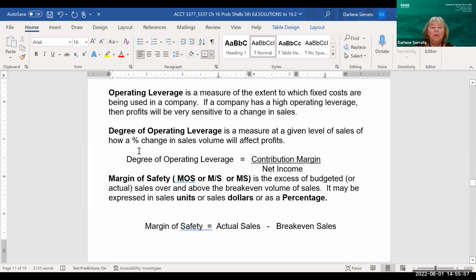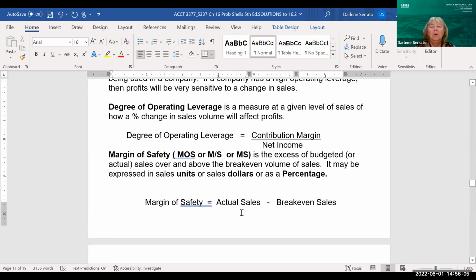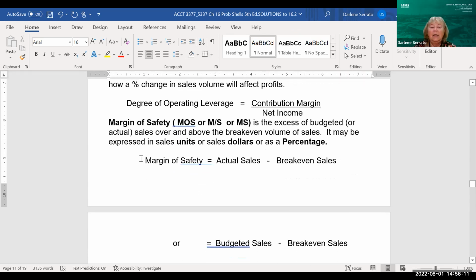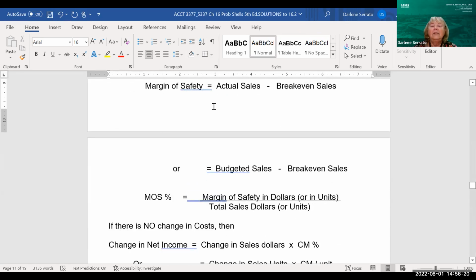Then here is the formula for degree of operating leverage. Again, many problems are going to make you calculate the contribution margin and net income. Margin of safety is either actual or budgeted sales, depending on how the data is given to you, minus the break-even sales. This could be in dollars or in units. To get the margin of safety percentage, it's the margin of safety in dollars divided by sales dollars, or margin of safety in units divided by sales units.